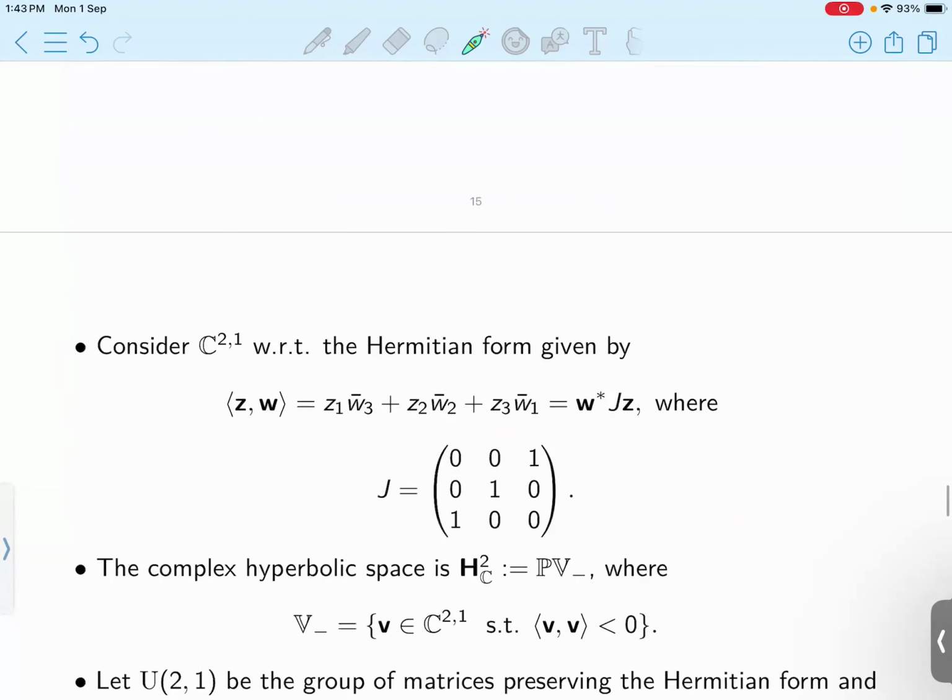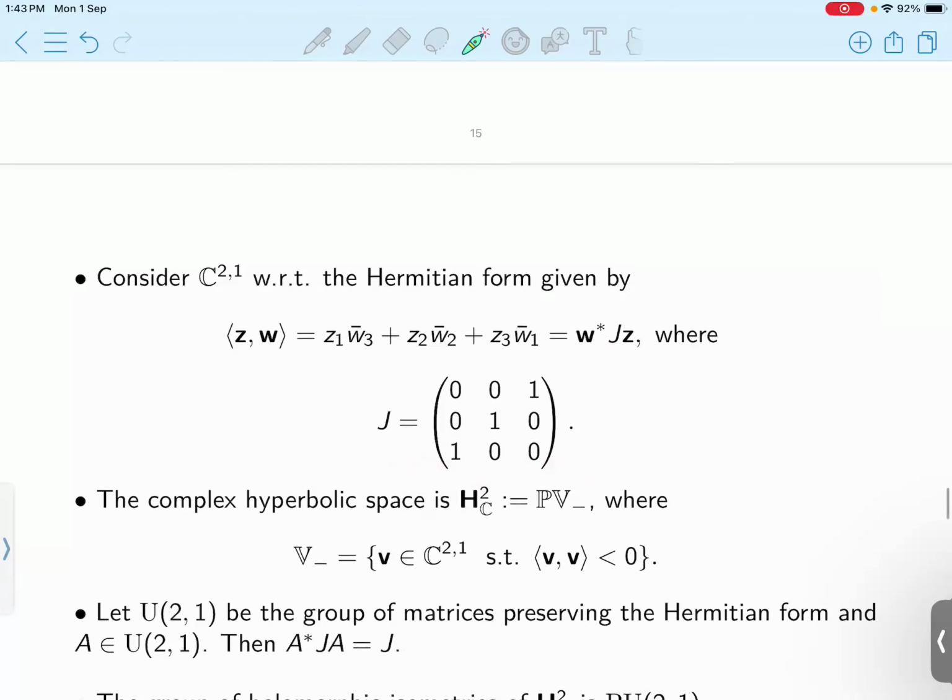So consider C^{2,1} with respect to the non-degenerate indefinite Hermitian form given by this quantity. These can also be expressed as W* J Z. We saw this in Sagar's talk a few months ago. This is the Hermitian form of signature (2,1), meaning that this Hermitian matrix has 2 positive eigenvalues and 1 negative eigenvalue. The complex hyperbolic space H_C^2 is the projectivization of the negative vectors with respect to this Hermitian form.